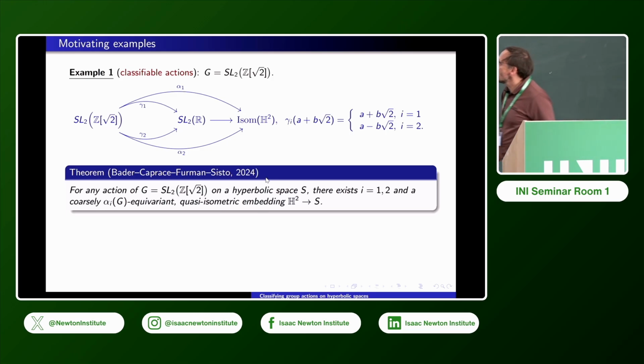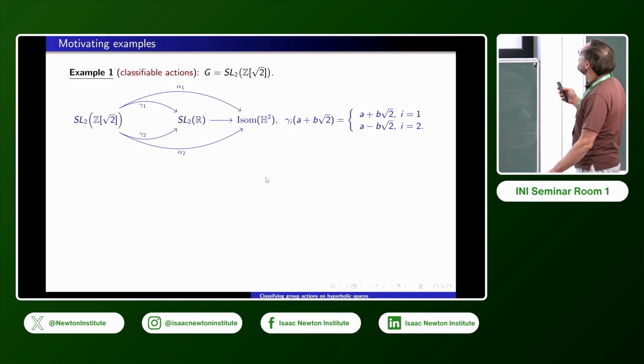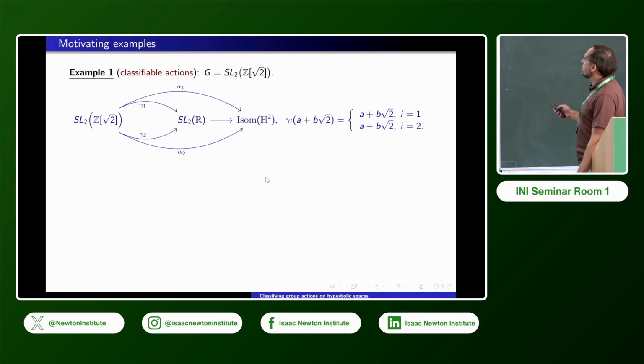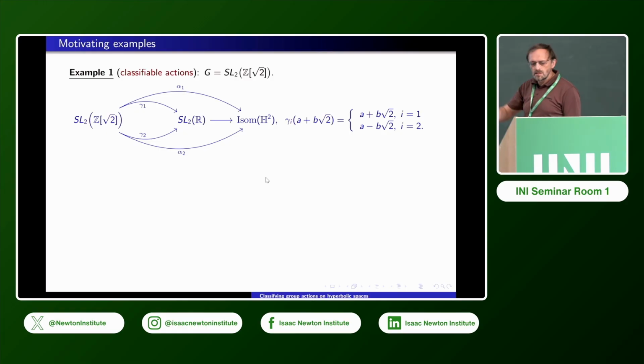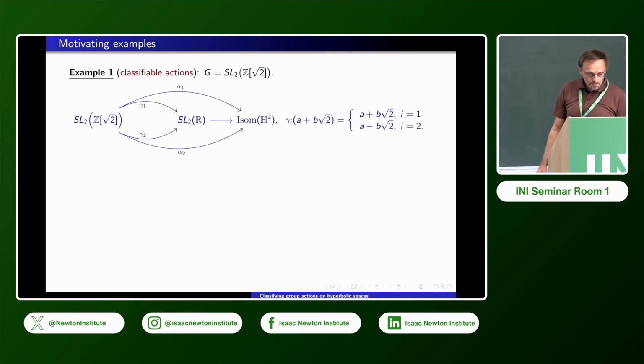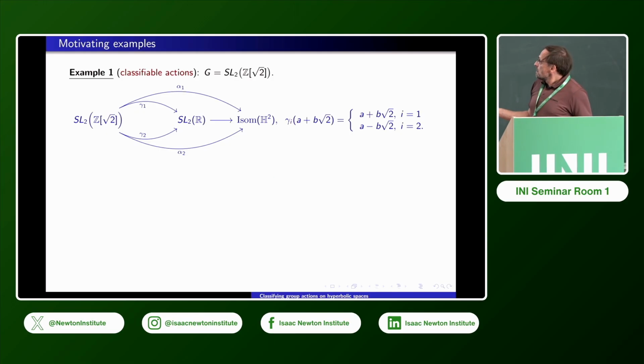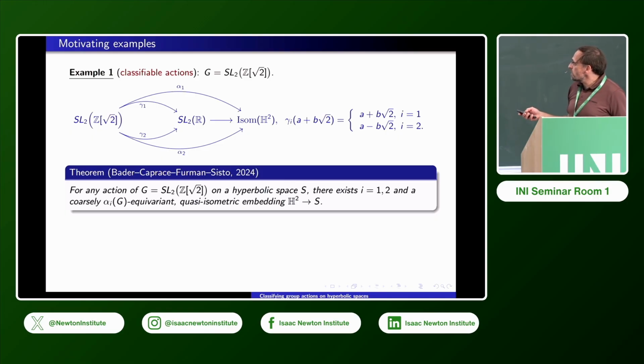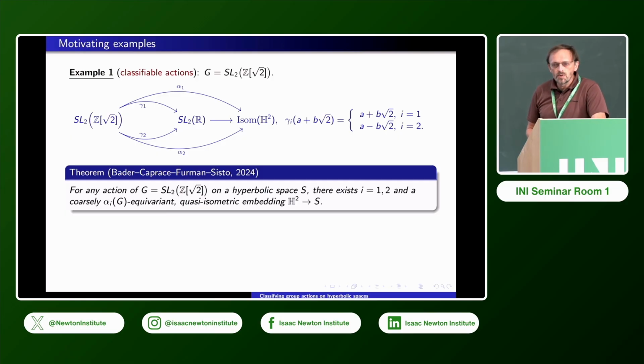I'm sorry about that. Okay, so going back to my example, there are two embeddings of SL2Z adjoin square root of 2 into SL2R. One is the straightforward embedding, the other is twisted by the non-trivial element of the Galois group. Each of these two embeddings gives you an action on the hyperbolic plane, and it's a non-trivial result, which is a consequence of a more general theorem proved by these four authors, that every action of SL2Z adjoin square root of 2 is essentially one of these two.